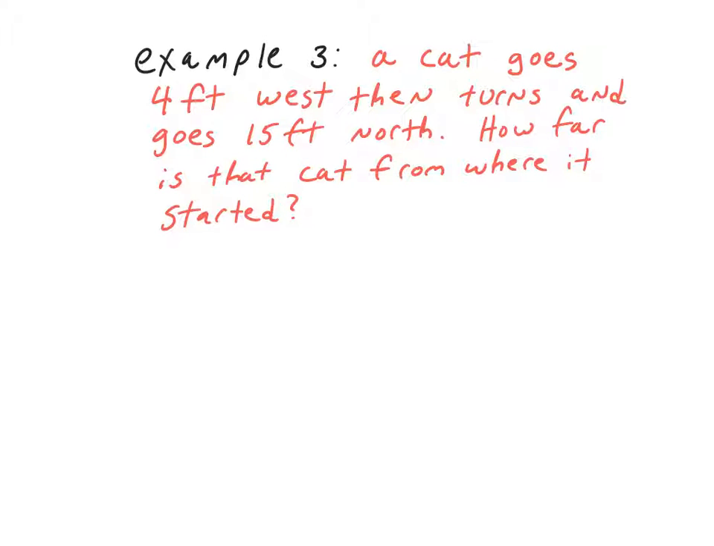Okay, our third example is a story problem. We have a cat that goes 4 feet west, then turns and goes 15 feet north. The question is, how far is that cat from where it started? For this, you're going to want to draw a picture. Let's say the cat started here. So this will be the start. First, the cat moved 4 feet west, so 4 feet in this direction. Then the cat turned and went 15 feet north.